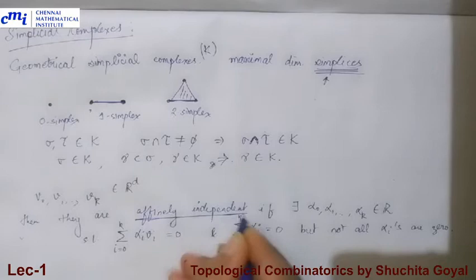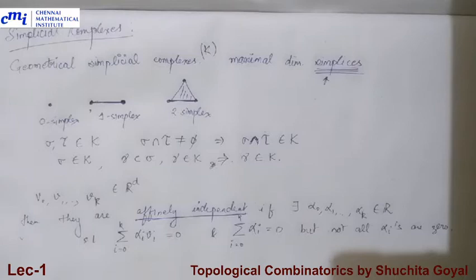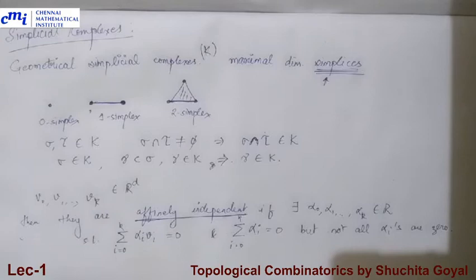And so there are equivalent notions of figuring out when a collection of points is affinely independent, which is Lemma 1.3.2. You can look it up. It's not that important for us as of now, so I'll skip it.